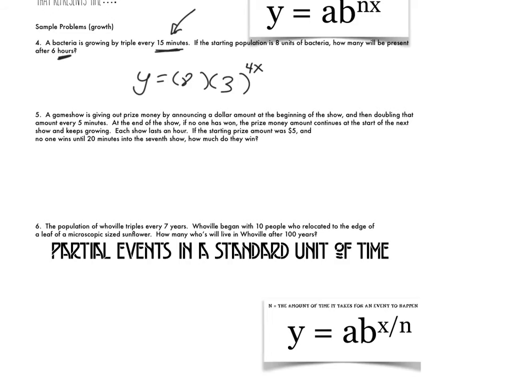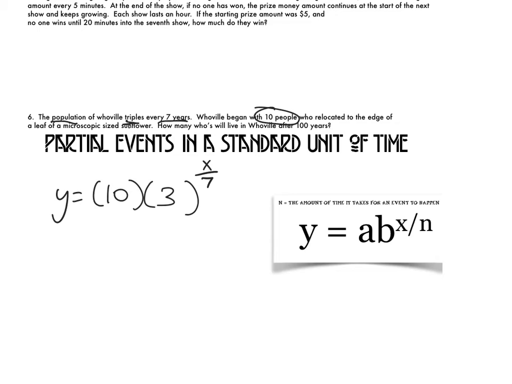Going down here, here is a situation where you have partial events happen over a unit of time. For instance, we're talking about the population tripling every 7 years. We can still start this off with our initial amount and our multiplier. Our initial amount here is 10. Our multiplier is tripling, so it's 3. But this happens every 7 years. So if I had to express 1 year, I would have to say 1 over 7, right? 1 year out of 7. But we don't know how many years we're going to be asking about. We would have to build our formula so that we had the number of years out of 7.